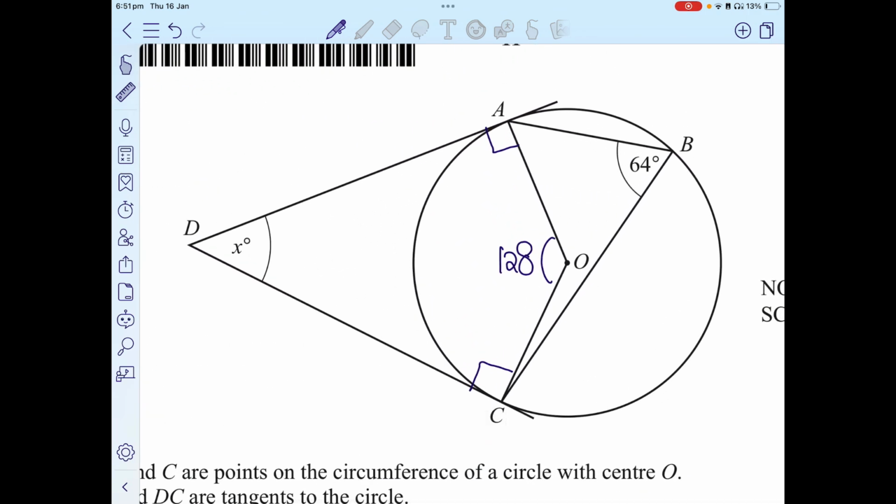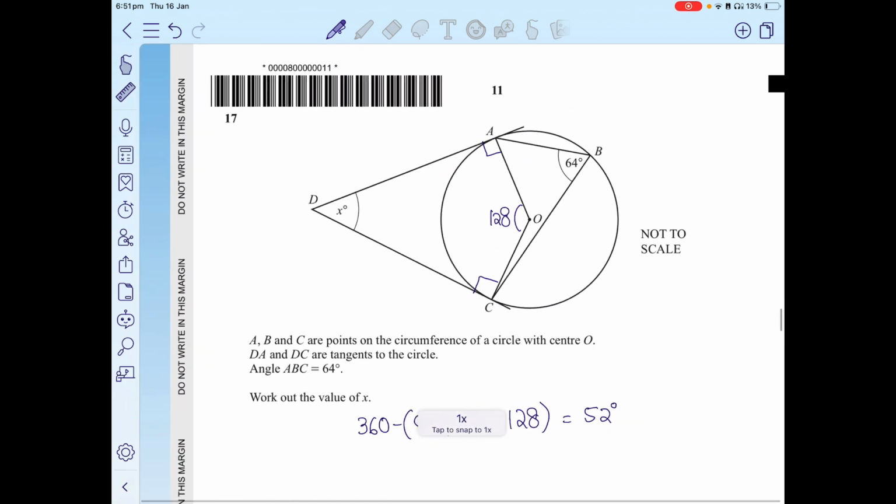Again, I'm just going to explain it. The angle at the center is twice the angle at the circumference. The circumference angle is 64, so the center angle is 128. And wherever a radius and a tangent meet, that's 90. So 90, 90, 128, and x is going to be 52 degrees.